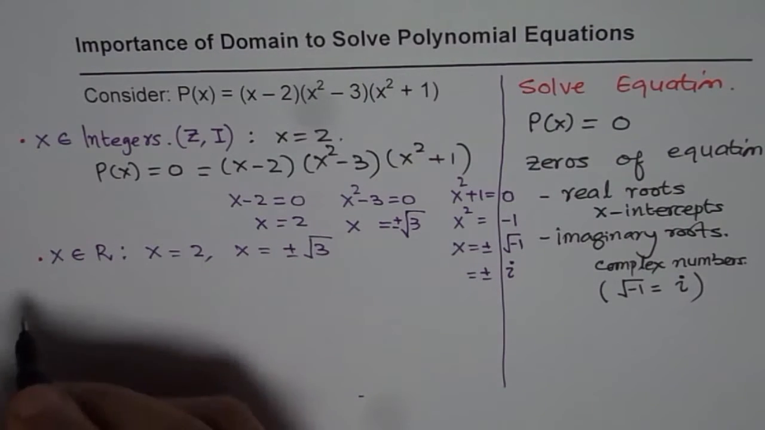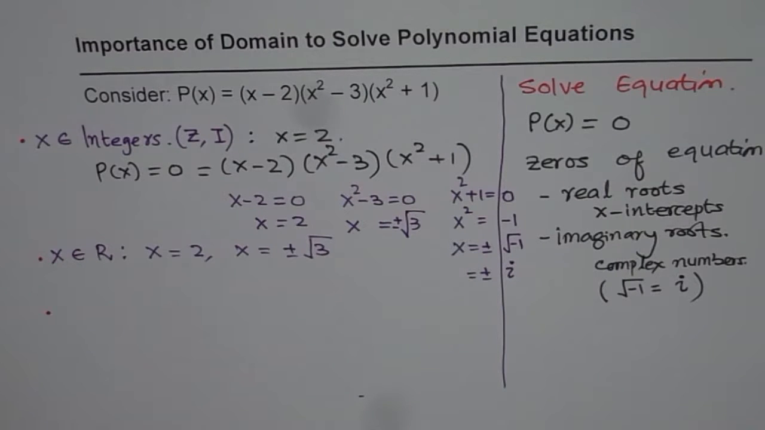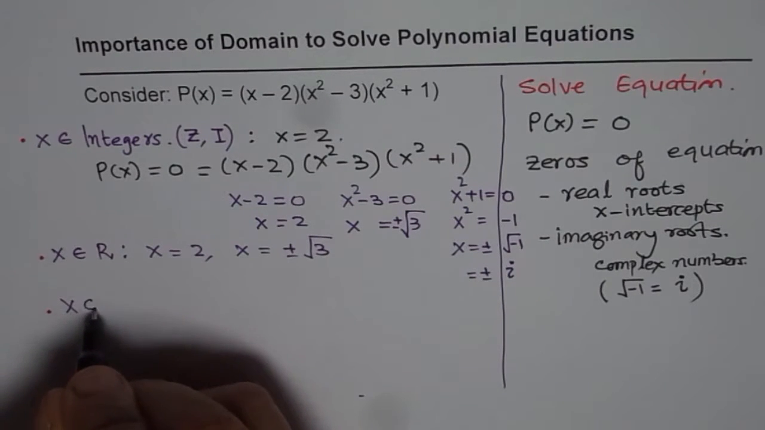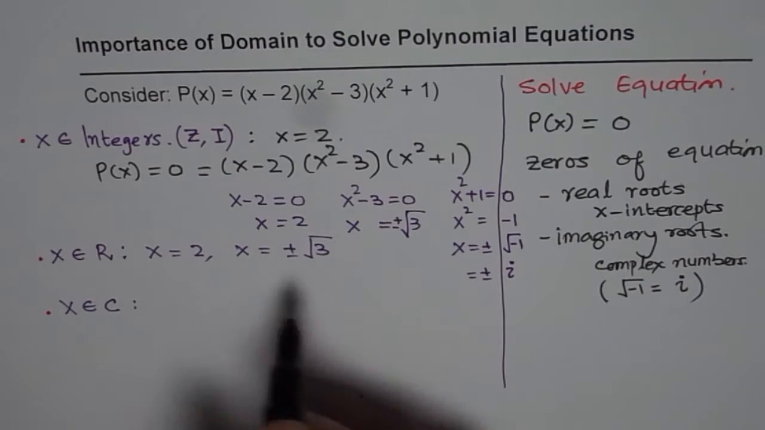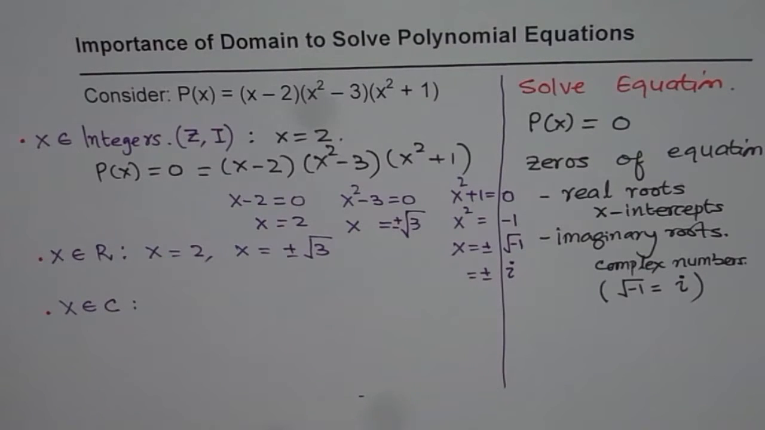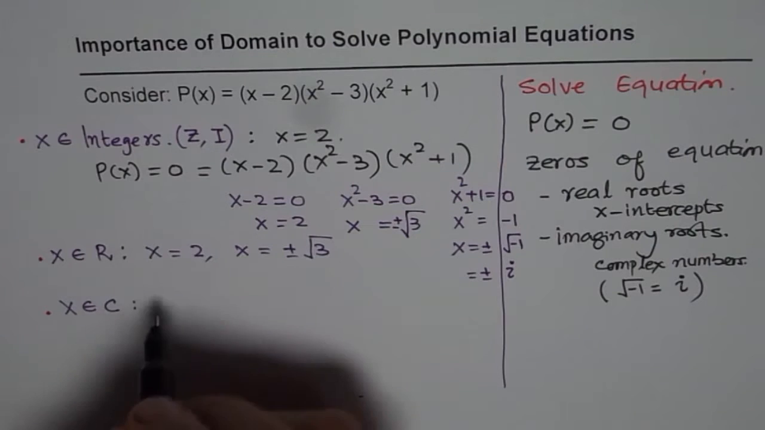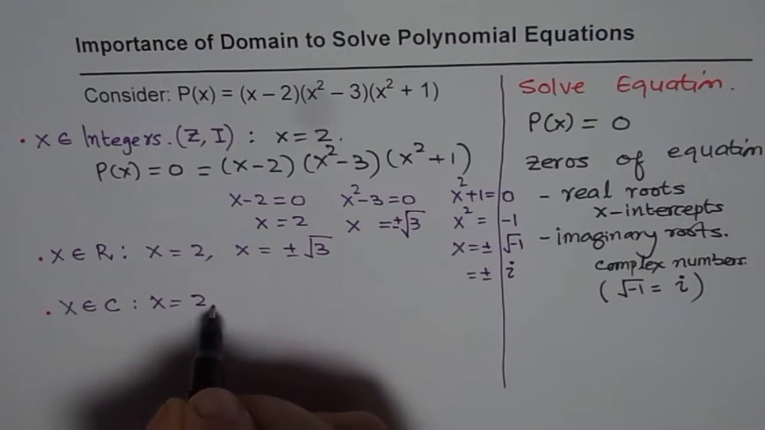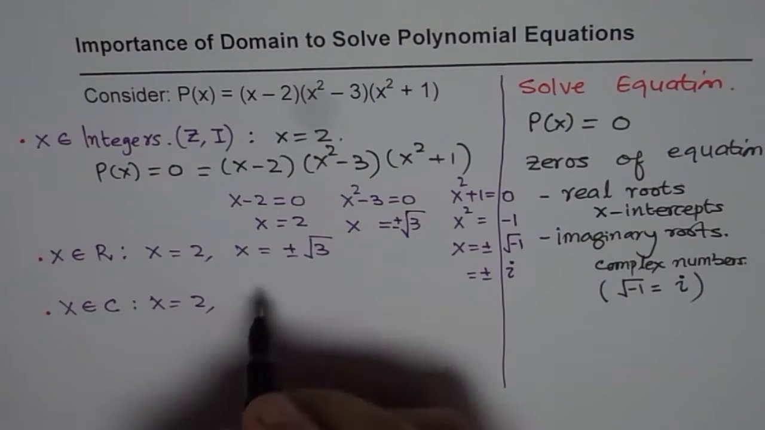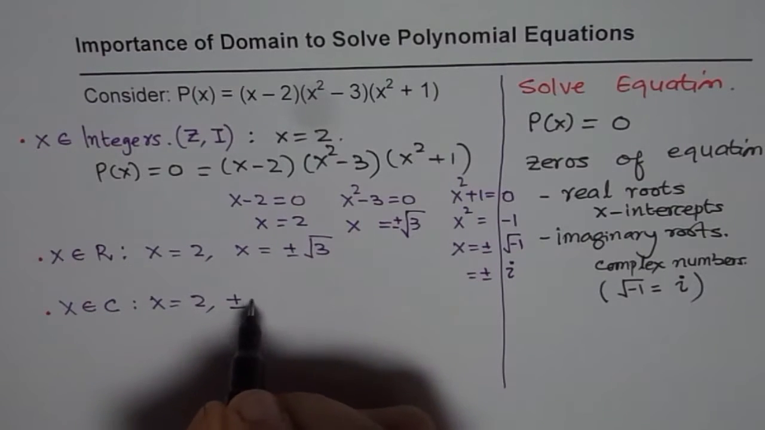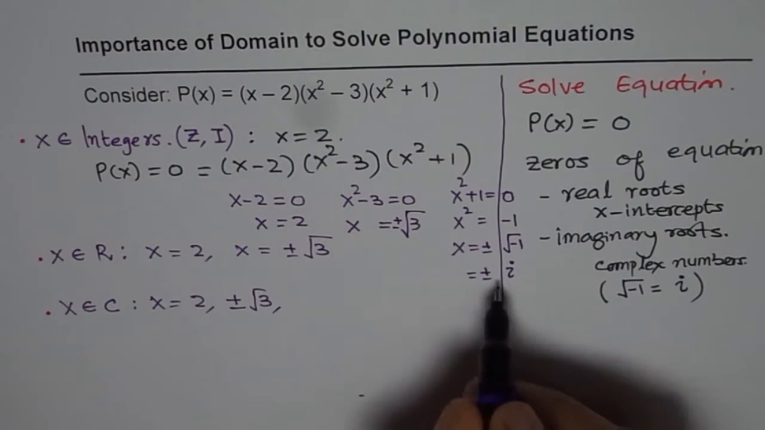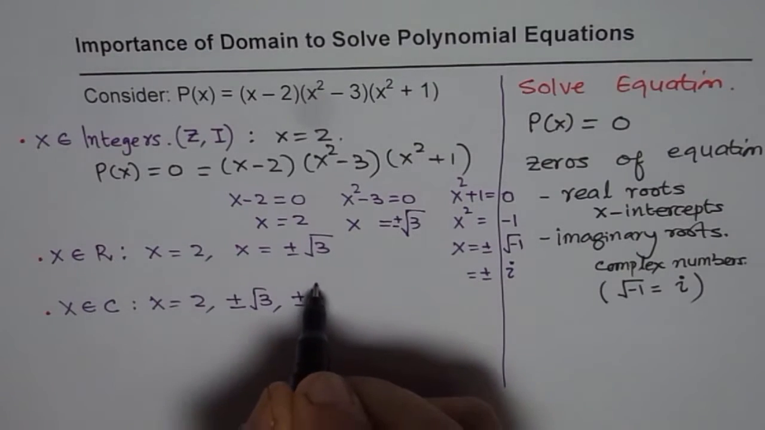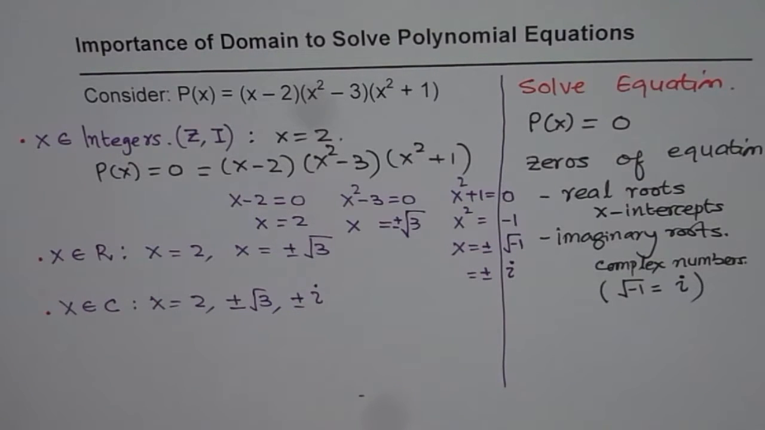Now if we have the same equation and we are considering the set of complex numbers, right? In that case, what solutions do we have for the same equation? Well, in that case we have solutions x equals 2, and we can also write in one statement plus minus square root 3, and also plus minus i, the imaginary number. So in this case we have 5 solutions. Do you see that? Same equation. So depending on the domain, our answers are going to be different.